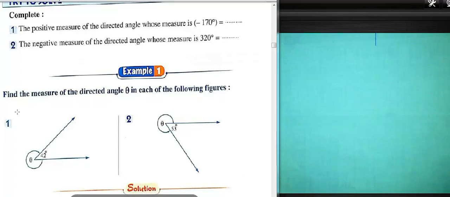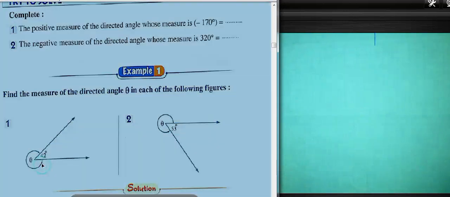Example number 1. Find the measure of directed angle theta in each of the following figures. Look at figure 1. Look at this direction, coming from this side to this side. The direction is clockwise.